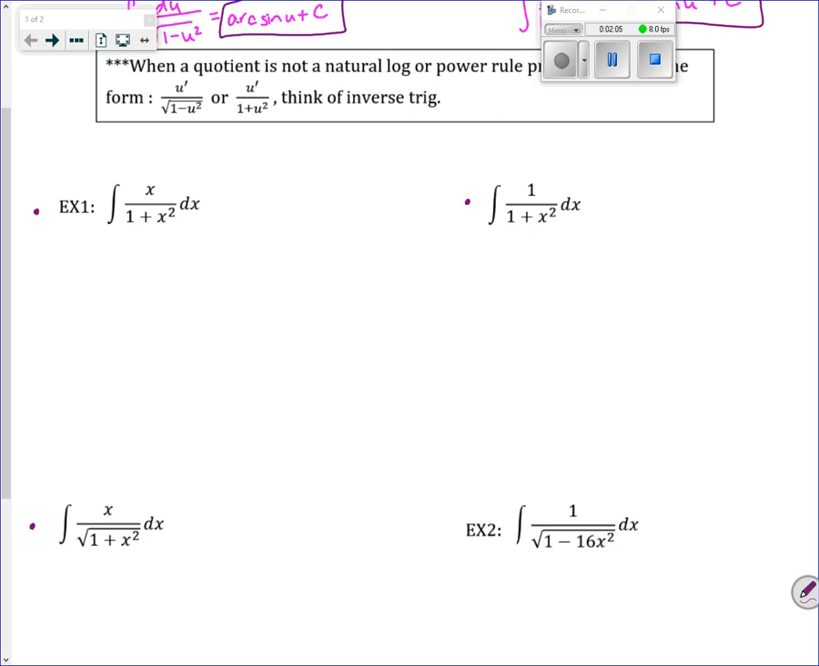When they're all mixed together, you've got to make a determination on which one this is. Is this a power rule problem? Is this a log problem? Is this an arc trig problem? Is this a long division problem? What am I going to be doing here? That's the difficult part, because I can't tell you every time you see a fraction what to do. You have to make a determination of which one.